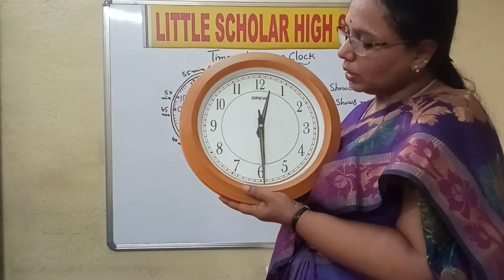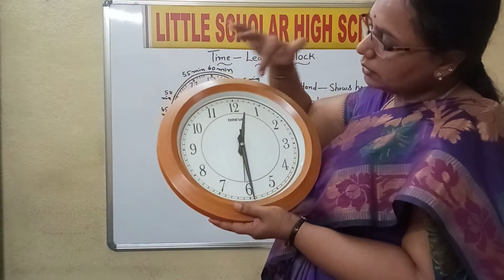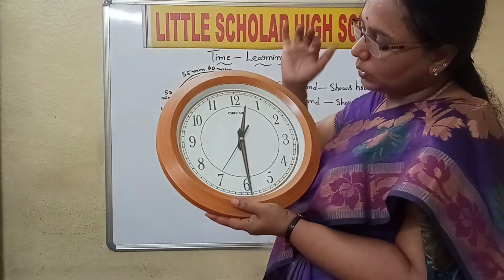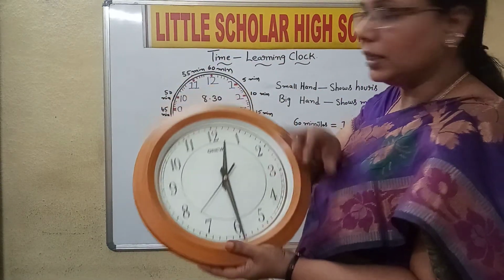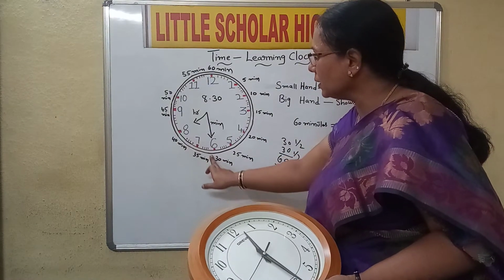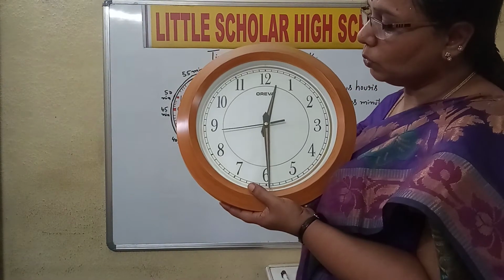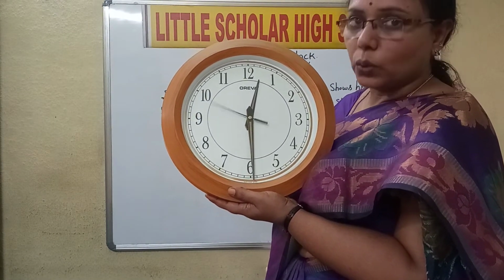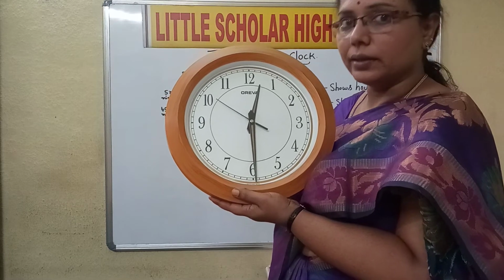So what is the time now? Half past 12, or 12:30. Why? Because 6 is 30 minutes. So what is the time now? Half past 12, or 12:30.